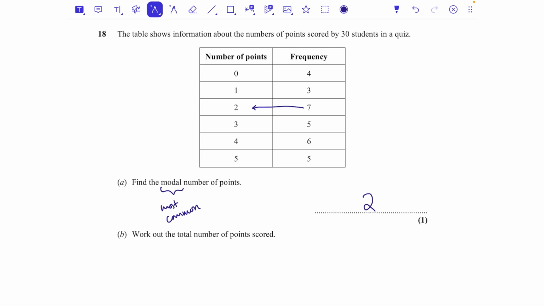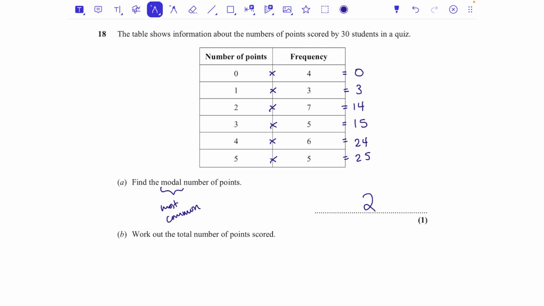Work out the total number of points scored. So for this, we're going to multiply across. I know that 4 people got no points, which adds up to 0. 3 people got 1 point, which adds up to 3. 7 people got 2 points, which adds up to 14. 5 people got 3 points, which adds up to 15. 6 people got 4 points and 5 people got 5 points. So that is 24 and 25.